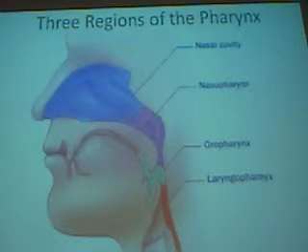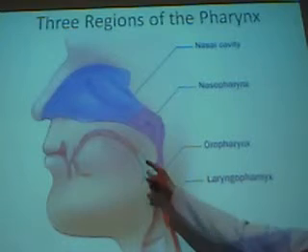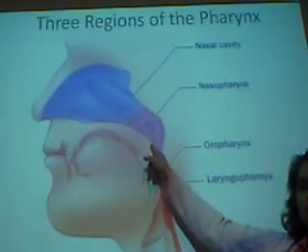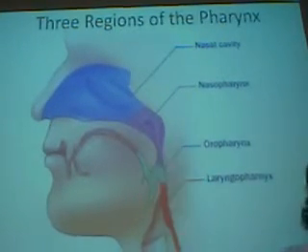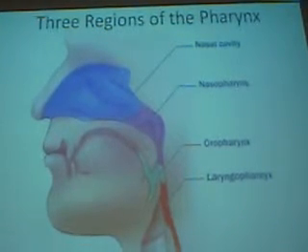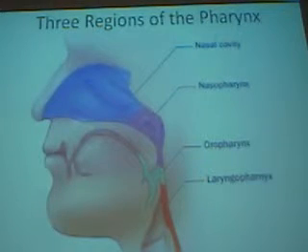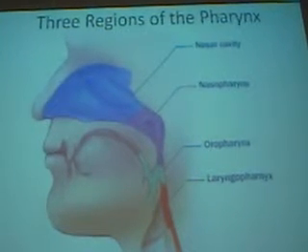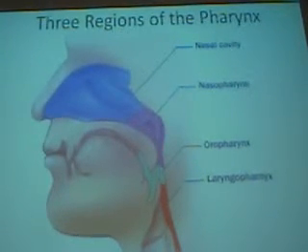Notice the nasopharynx. This is not a great picture, but this is supposed to be the soft palate back here, and the nasopharynx sits in the region above the soft palate. So if you go home and look in the mirror and say "ah," you shouldn't be able to see the nasopharynx, because that's sitting up above that soft palate.